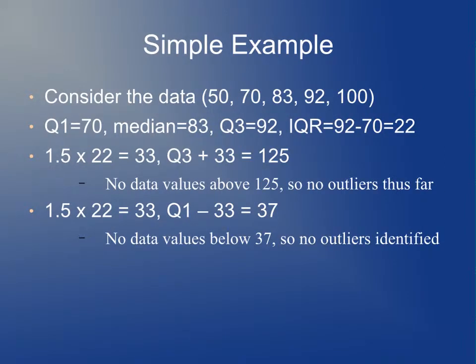So just a simple example of how you might do this. Say you had the data set with these 5 observations: 50, 70, 83, 92, 100. In this case, the first quartile is 70, the median's 83, the third quartile is 92, and the interquartile range is 22. So to find the limits for your outlier detection, 1.5 times 22 is 33. You add 33 to the third quartile, get 125. You subtract 33 from the first quartile, you get 37. There's no data points outside that range, so no putative outliers.